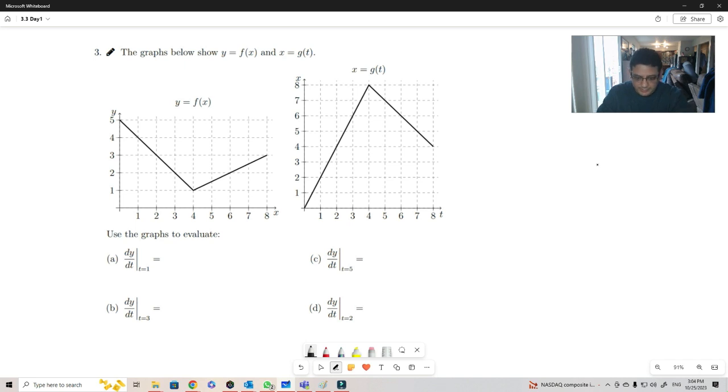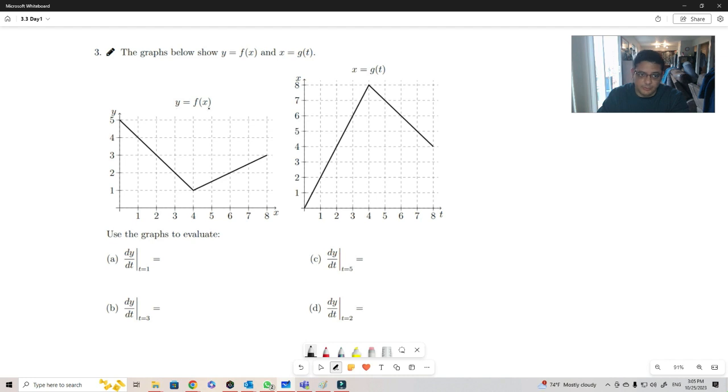Just as a reminder, recall that when we have these scenarios where the functions are lines, then the tangent lines are themselves. And so if we're trying to find the derivative at any given point, what we need to do is find the slope of the tangent line. As an example, here we need to find dy/dt for t equals 1.